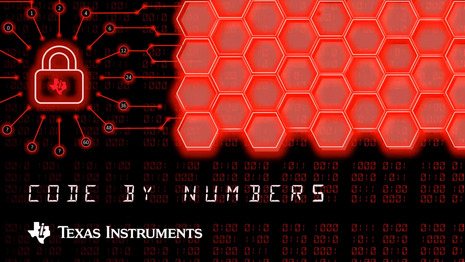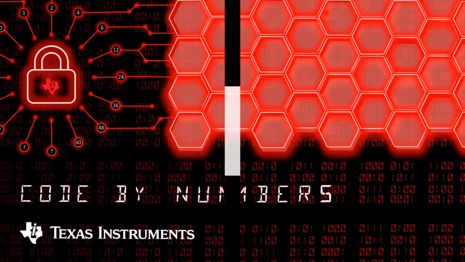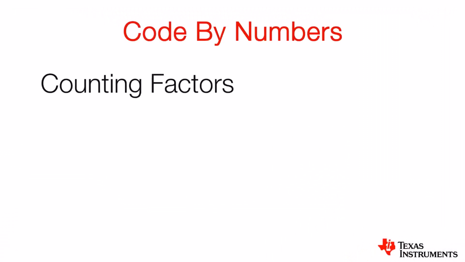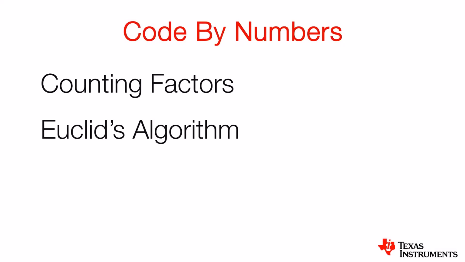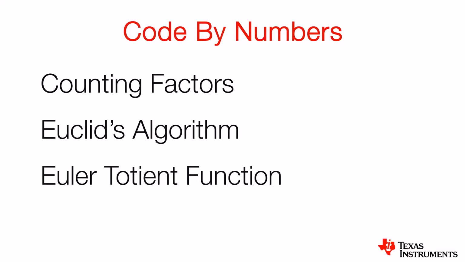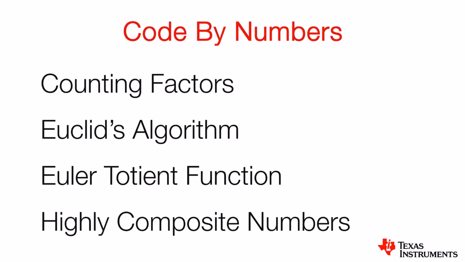Let's have a look at what we're going to cover in this evening's session. Code by Numbers. We've got 4 activities that we're going to cover. The first one is called counting factors, and we'll do a little bit of pseudocoding in there. The second one is Euclid's Algorithm. The third one is the Euler Totient function. It sounds scary. It's not. It's actually pretty cool, and there's a lot you can investigate. And finally, highly composite numbers.